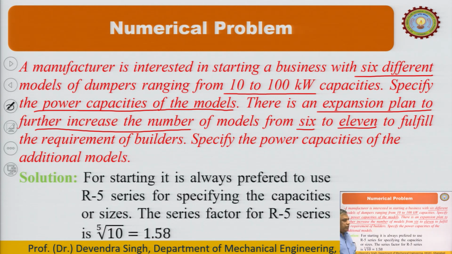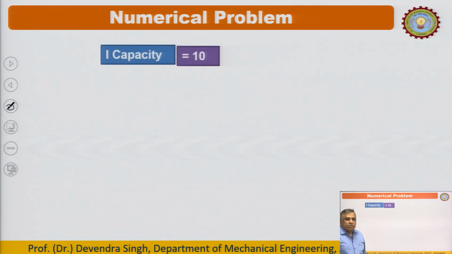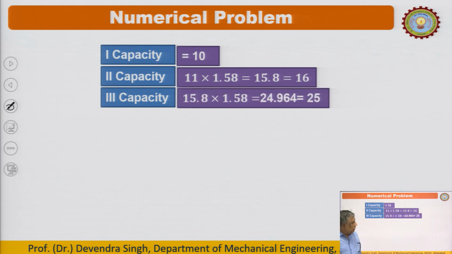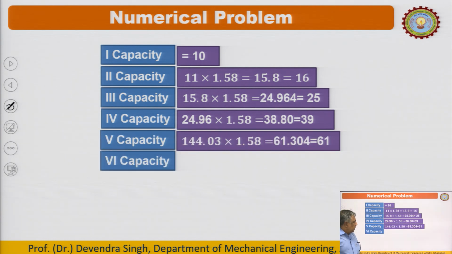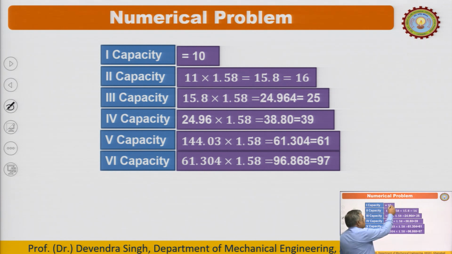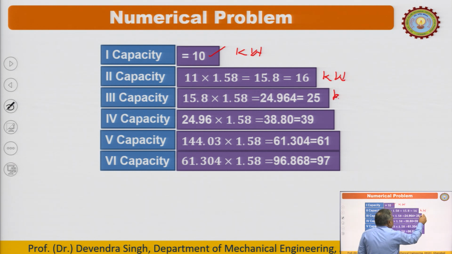For that, first we will start with this R5 series. For that the series factor is 1.58, and the first capacity we will start with 10, second capacity 10 multiplied by 1.58, this is 15.8, rounded off 16. In this way we will get these 6 capacities, 10 kilowatt. Again you should always remember units.